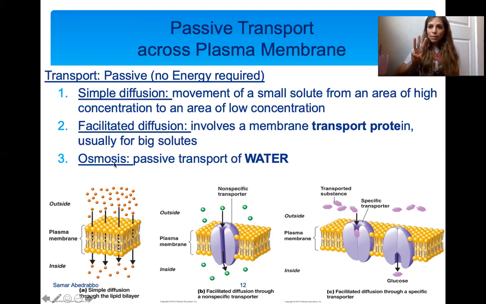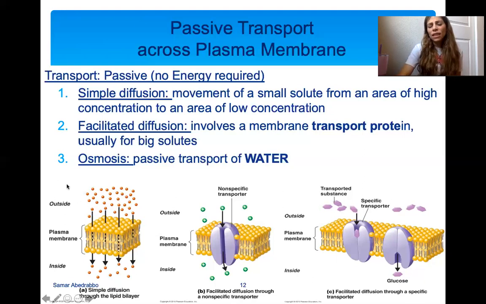So again, three types of passive transport. All of them require no energy. All of them are molecules going from high to low concentration. We have diffusion, facilitated diffusion, and osmosis. Diffusion, or simple diffusion, is just when small molecules move across the cell membrane from high to low concentration. Facilitated diffusion is when you have big molecules trying to move across, so you need a membrane protein. So that's why it's called facilitated. And then osmosis is just the movement of water. So it's just the transport of water.